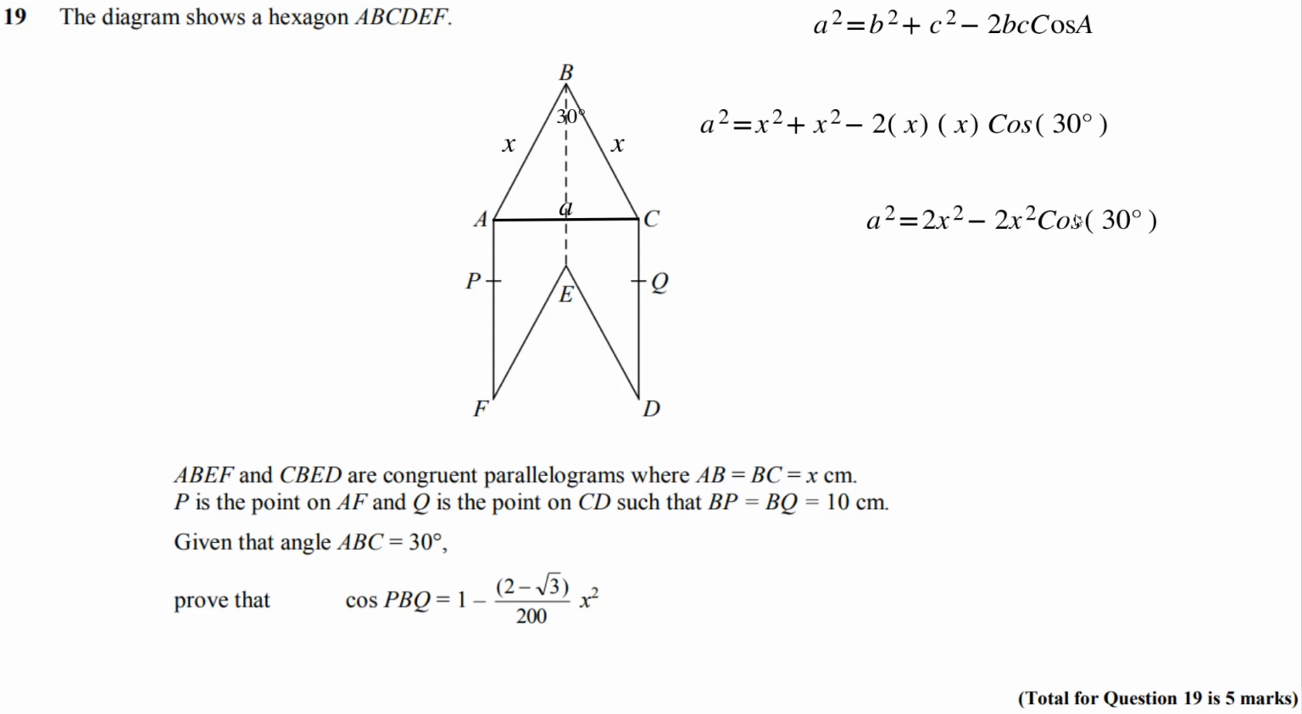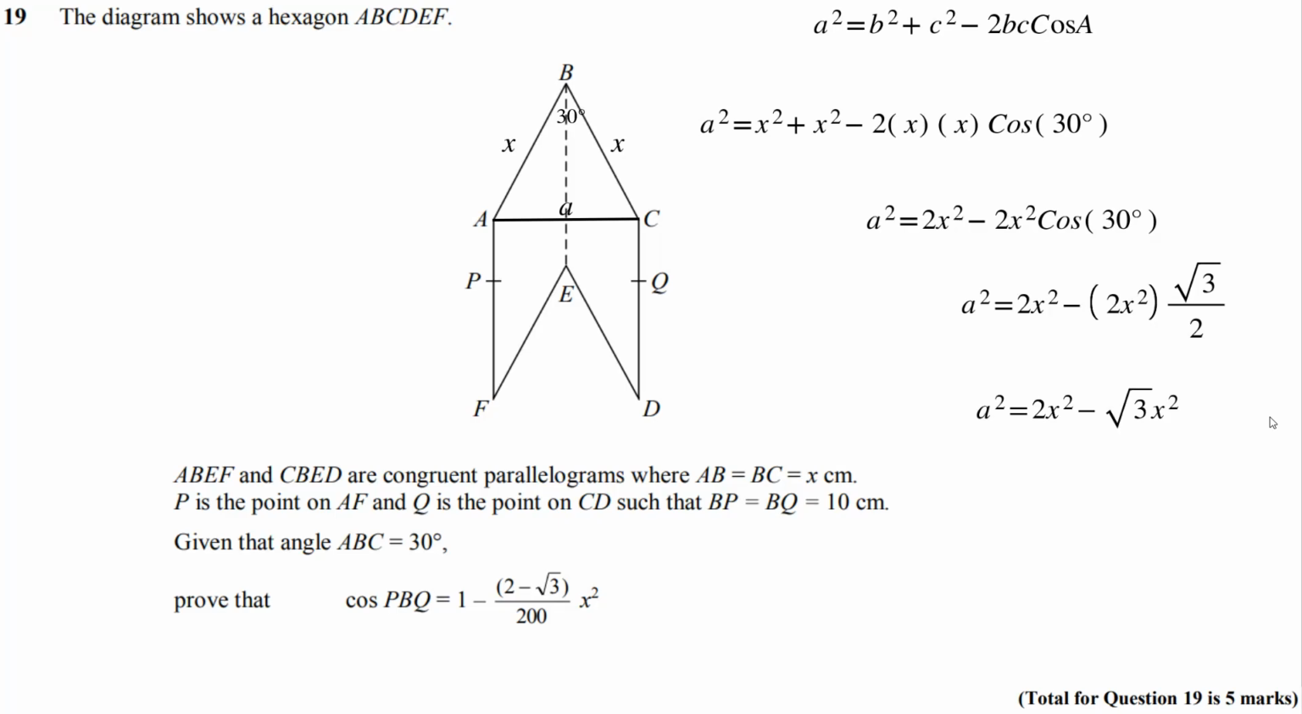Cosine of 30 you should know is √3/2, and then just simplify this. So these twos will cancel, so it's going to be minus x squared √3, and then that gives us what a squared is. I'm not going to work out what a is just yet. You can just square root all of that and then just leave it like that for a second.